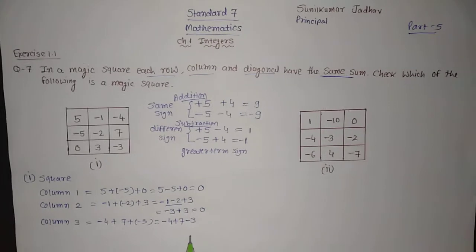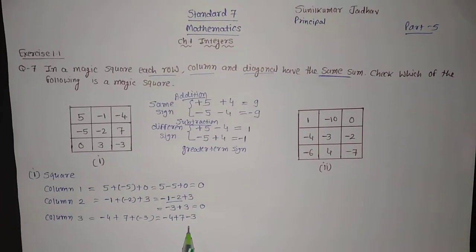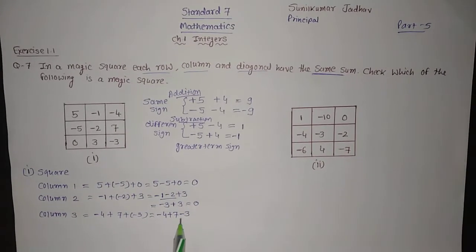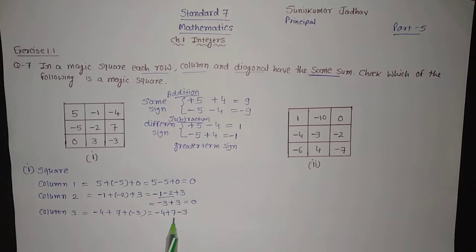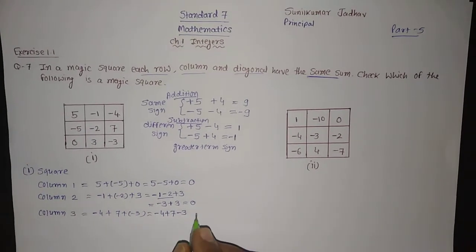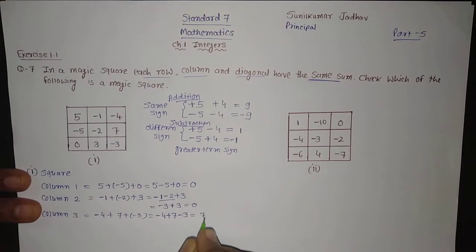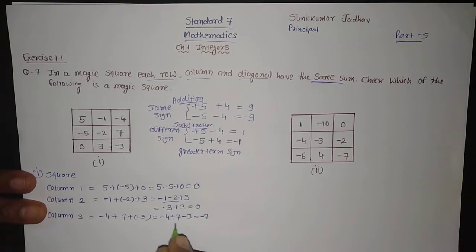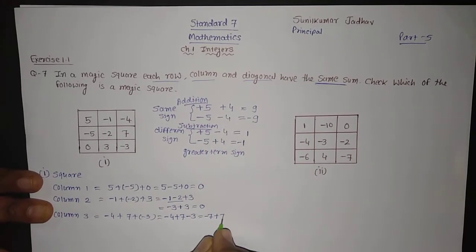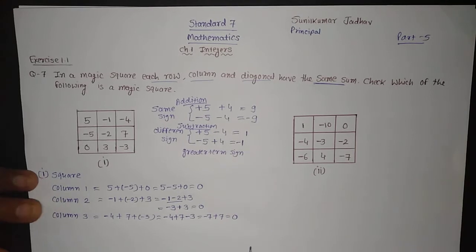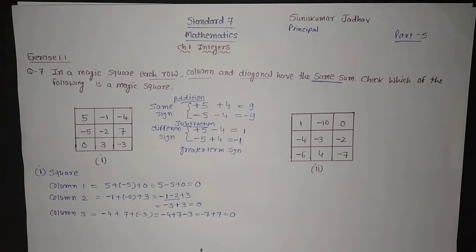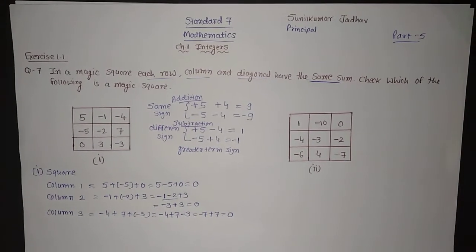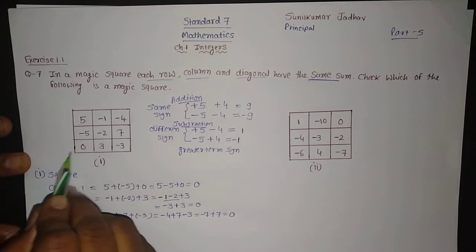As I told you, we will do the addition of the same sign. This is plus. These 2 have the same sign, that is minus. So 4 plus 3 is equal to 7. But with the negative sign. So it is minus 7 and after that it is plus 7. Minus 7 plus 7 is equal to 0. So column 3 is also having answer 0. Now we will go for row. First row, second row and third row.